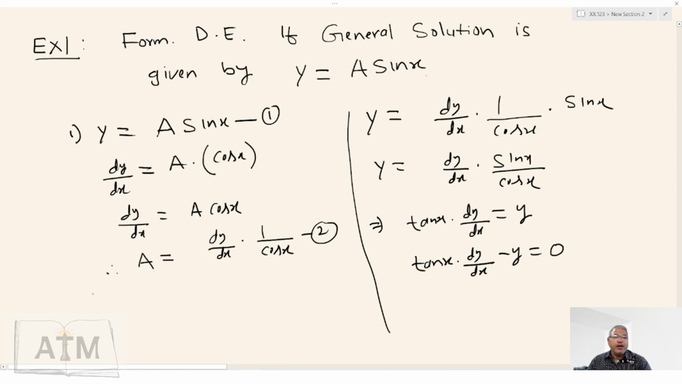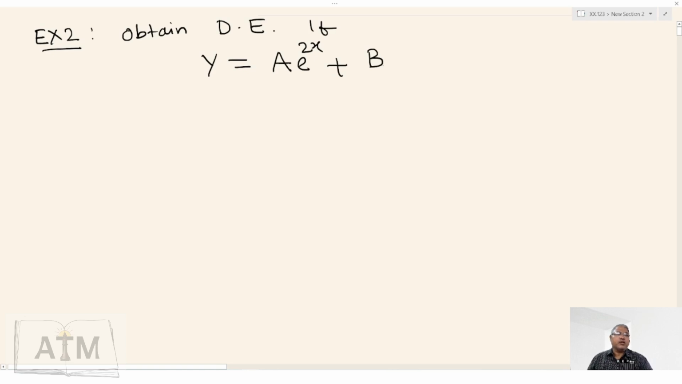Thus, by eliminating the arbitrary constant, we can frame the differential equations. Here I am going to help you by solving more examples and framing more differential equations by eliminating arbitrary constants. Obtain the differential equation if y equals a into e raised to 2x plus b.